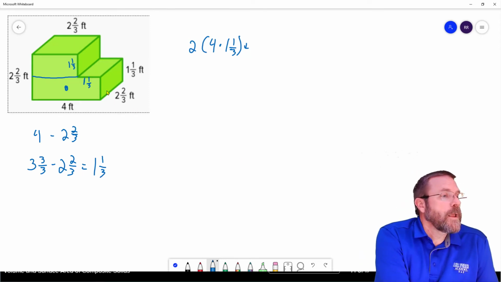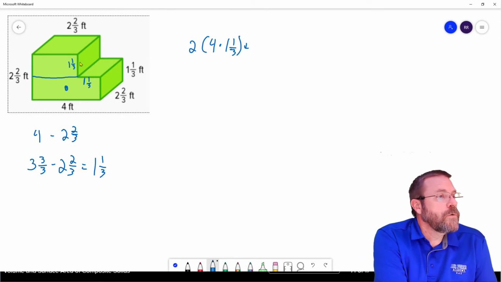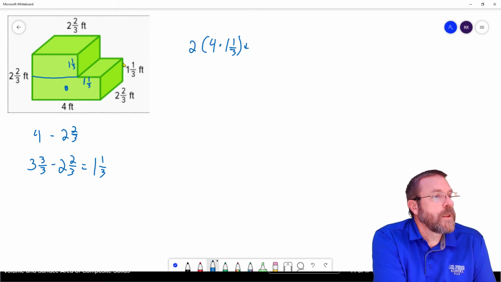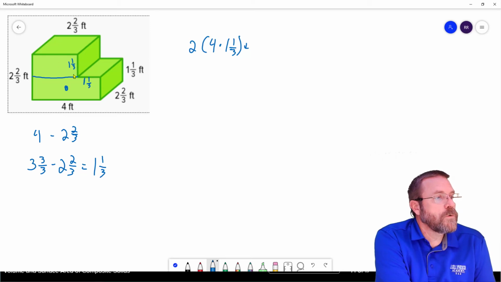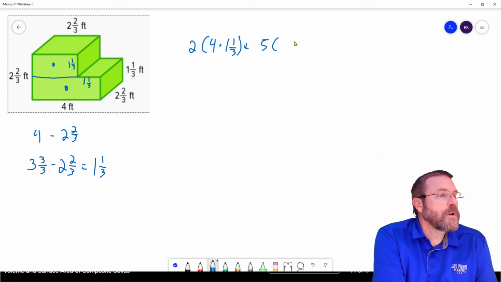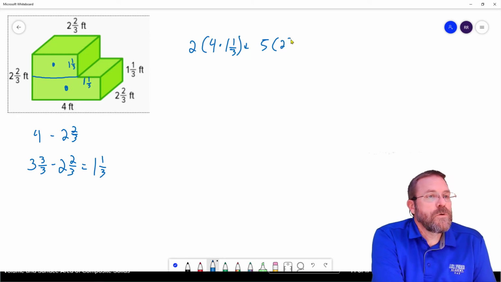Next, I'm going to have 1, 2, 3 pieces right here. They're going to be 2 1/3 by 1 1/3, 2 2/3 by 1 1/3. But that's not all. I'm also going to have 4 and 5, because this one's 2 2/3 this way and 1 1/3 that way. So this piece in the front and its partner in the back. So now I have 5 pieces that are going to be a base of 2 2/3 times a height of 1 1/3. Good so far?